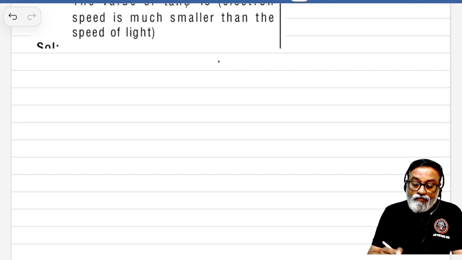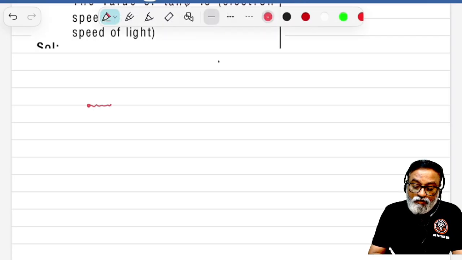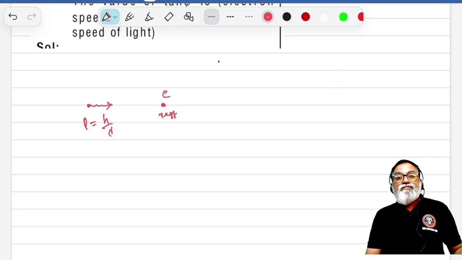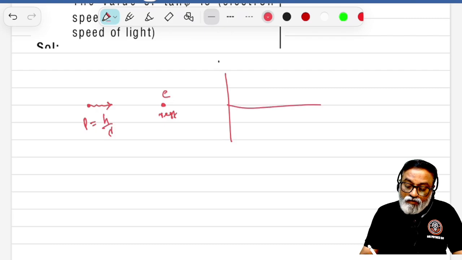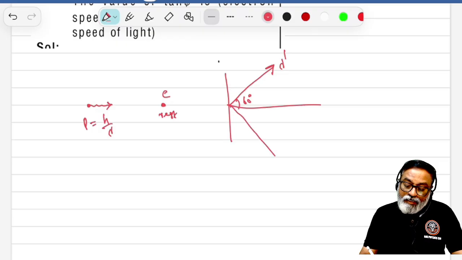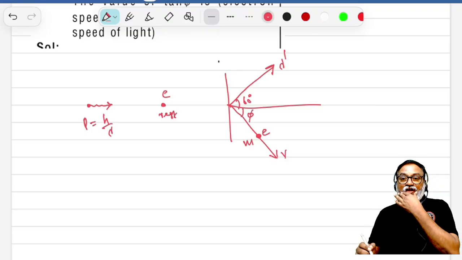See here, this is the photon. This photon momentum p is equal to h by lambda. Here is the electron which is at rest. After collision, this photon recoiled in this direction with an angle 60 degrees, wavelength lambda dash. And the electron is recoiled. This is the electron, mass m, moving with velocity v, and this angle is phi.